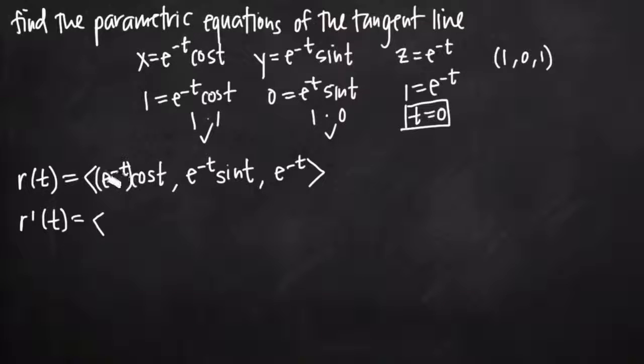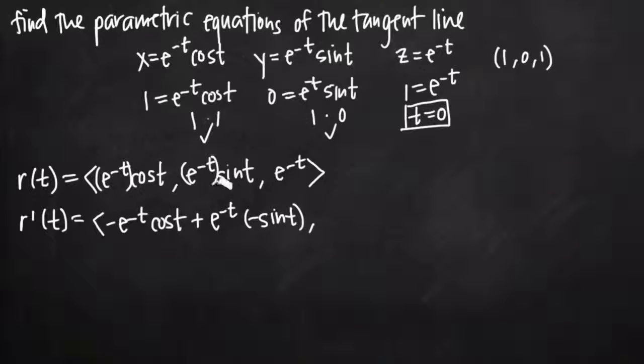So remember, if we're using product rule, we take the derivative of one of our functions. The derivative of e to the negative t is negative e to the negative t, and we multiply that by our second function without doing anything to it, so cosine of t. But then we add to that the opposite situation. Here, we're not going to do anything to e to the negative t, but then we multiply that by the derivative of cosine of t, which is negative sine of t. So there's the derivative of our x component, our first component. Now we move on to our y component.